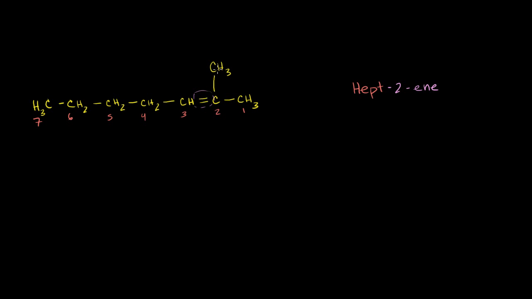And then we have this methyl group here, which is also sitting on the second carbon. So on the second carbon, we would say 2 methyl hept 2-ene. So it's a hept 2-ene. That's all of this part over here, double bond starting on the 2 if we're numbering from the right. And then the methyl group is also attached to that second carbon.